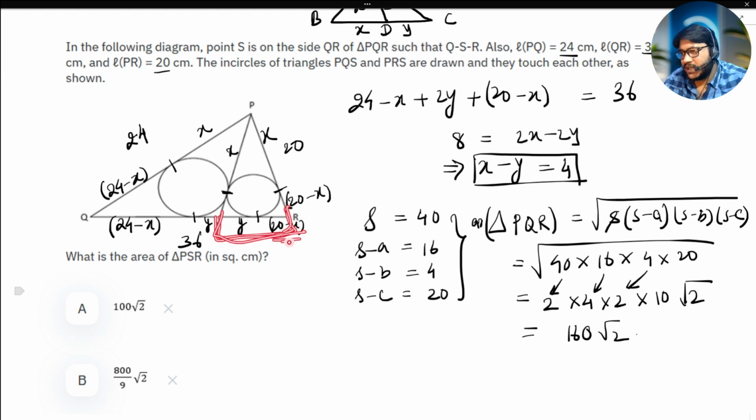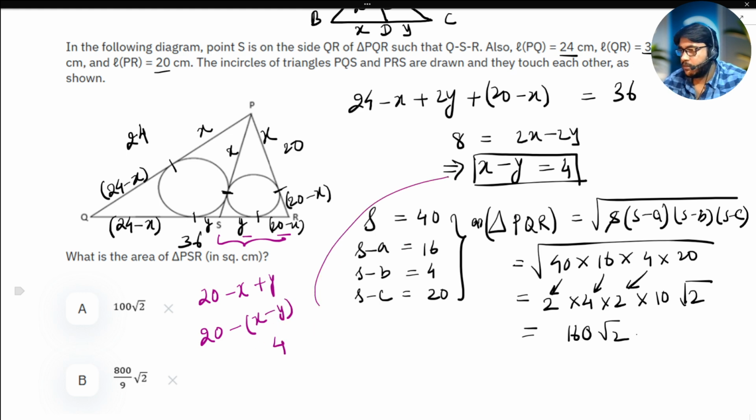What is this? This is 20 minus x plus y. Can you see that? I will use a different color. So just this much. This is 20 minus x plus y. Okay, can I write it like this? 20 minus, if I take minus common, this will be x minus y. Do I know the value of x minus y? Yes, 4 from here. So this is 20 minus 4. So just for this much length, I have been able to calculate that this is 16.